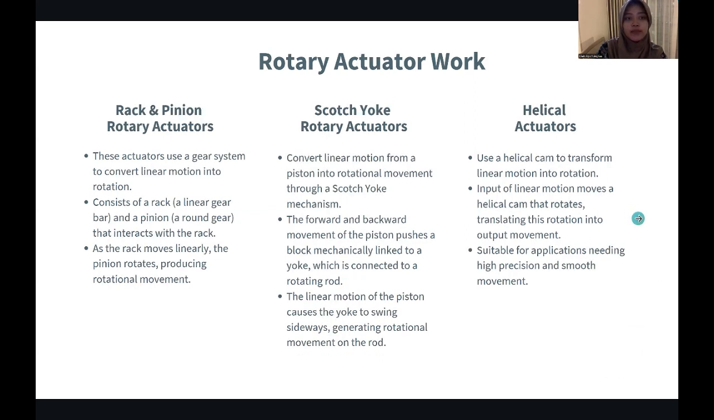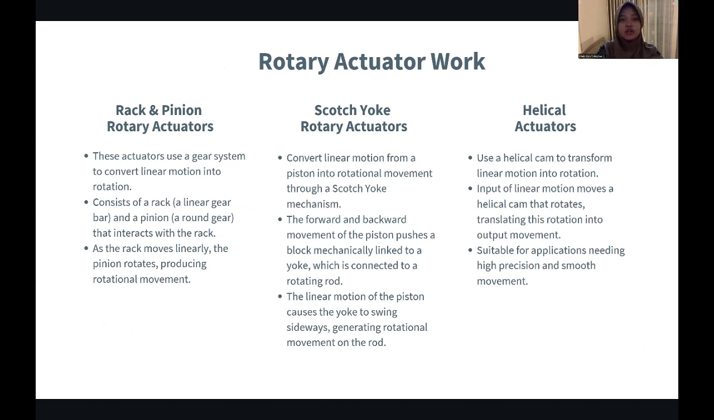Next, rack and pinion rotary actuators. These actuators use a gear system to convert linear motion into rotation. Consists of a rack, or a linear gear bar, and a pinion, or a round gear, that interacts with the rack. As the rack moves linearly, the pinion rotates, producing rotational movement.